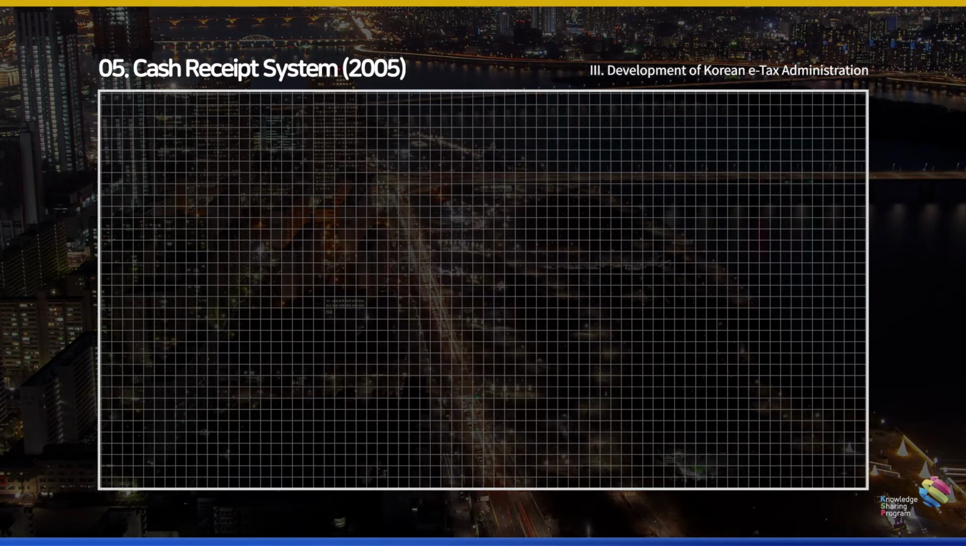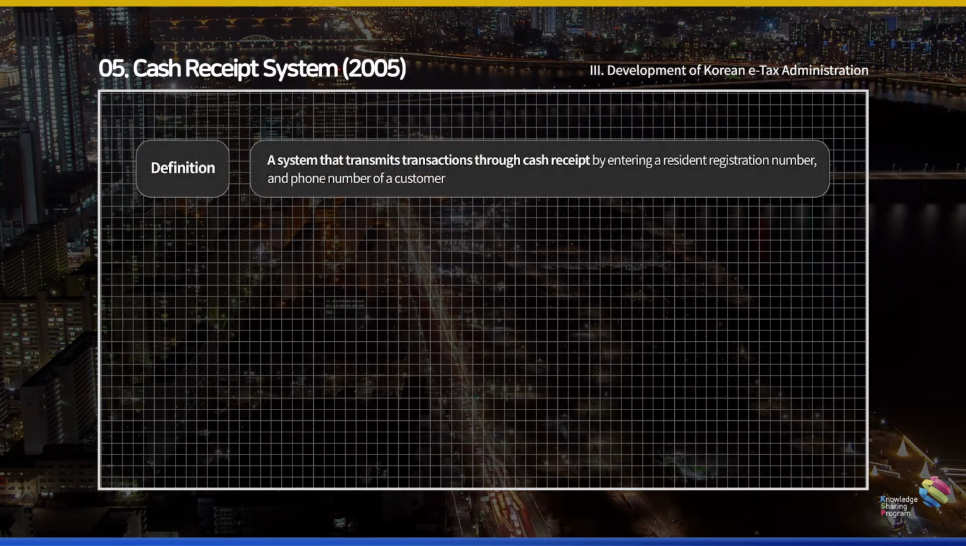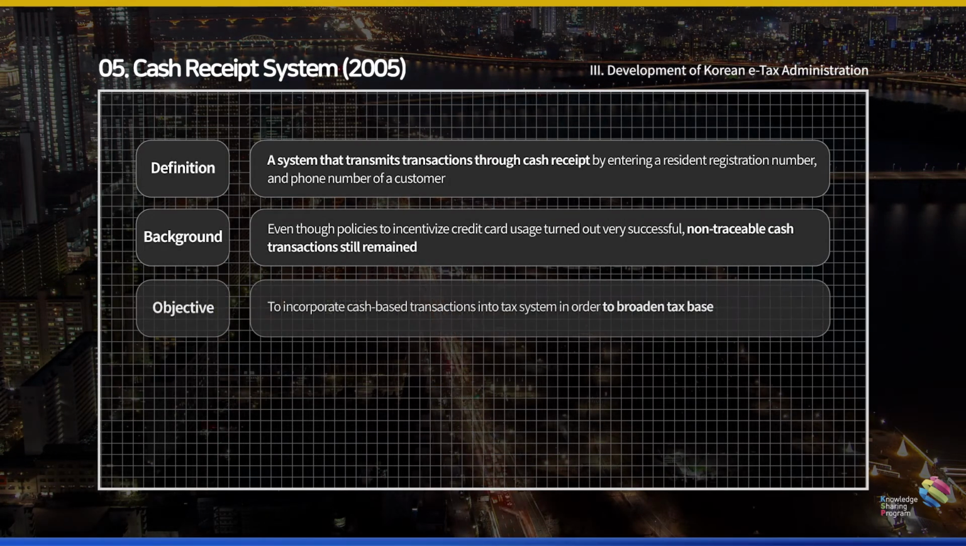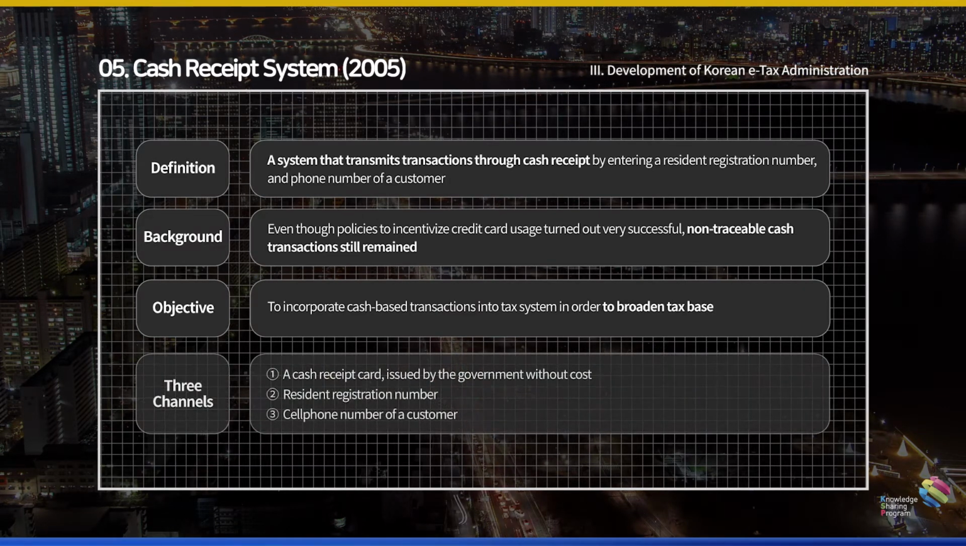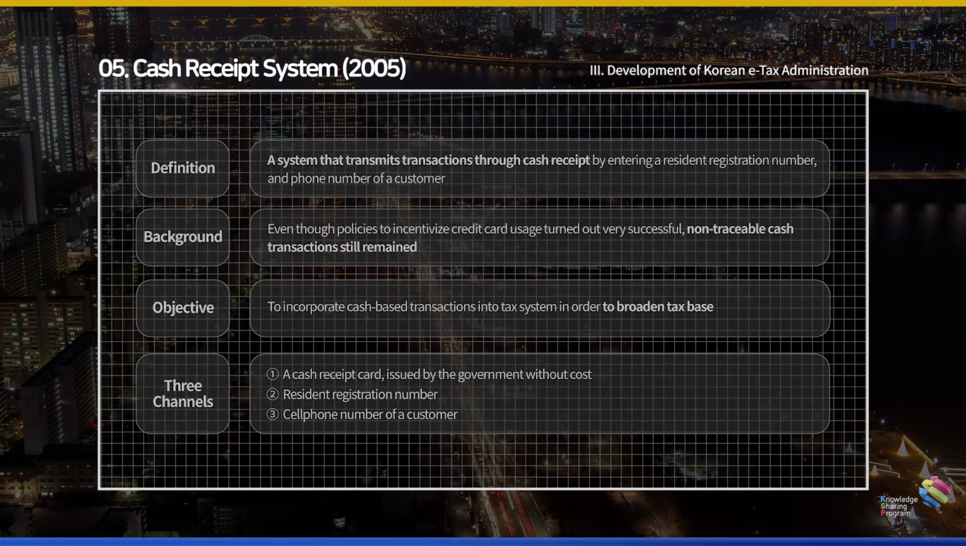As part of the continuous efforts to broaden the tax base, in 2005, the cash receipt system was introduced. The cash receipt system was designed to transmit transactions through cash receipts by entering a resident registration number as well as the phone number of a customer. This system was designed to capture remaining non-traceable transactions, and the system functions through 3 channels. The first is a cash receipt card, issued by the government without cost, the second is the resident registration number, and the third is the cell phone number of a customer.